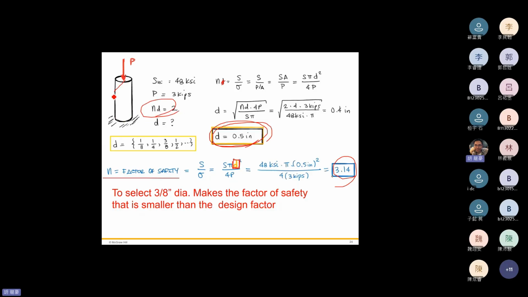So for this component, we already know its design vector, and then we find the diameter of this column, and we use this column diameter to calculate its safety vector. So this 0.5 inch diameter makes the safety vector greater than the design vector.